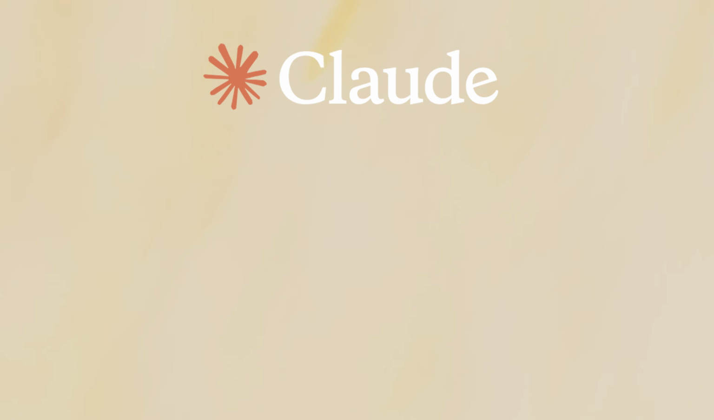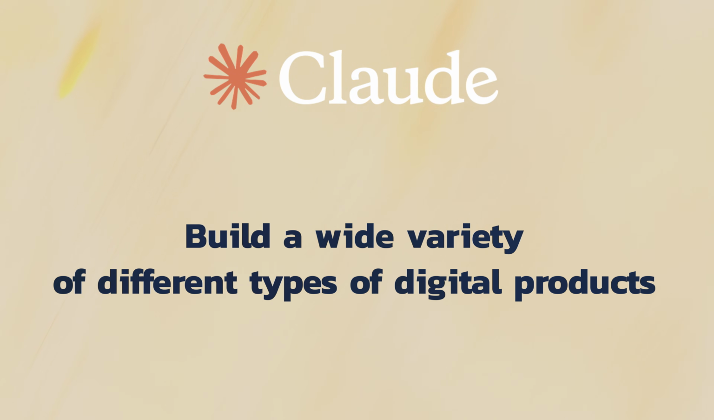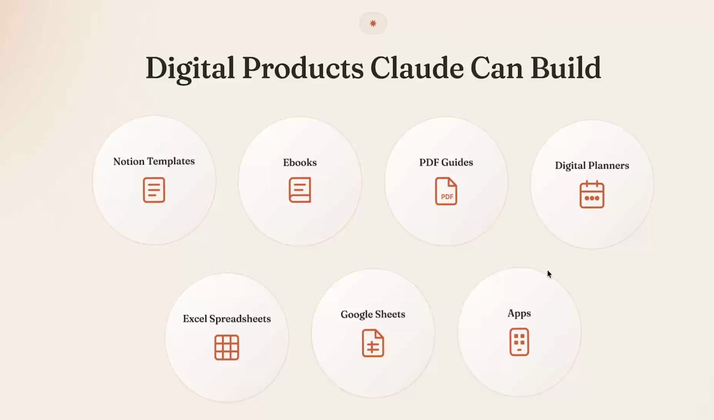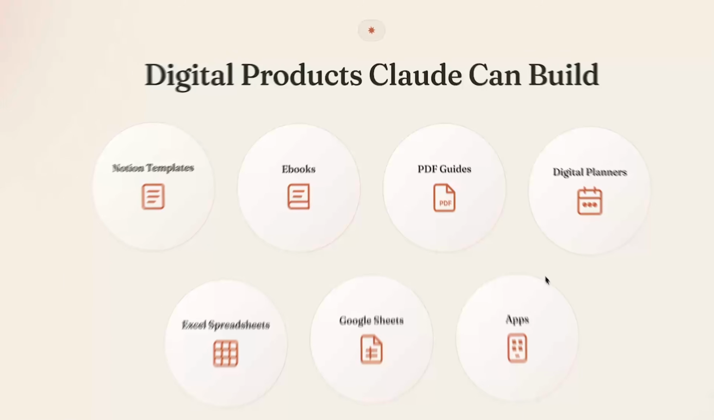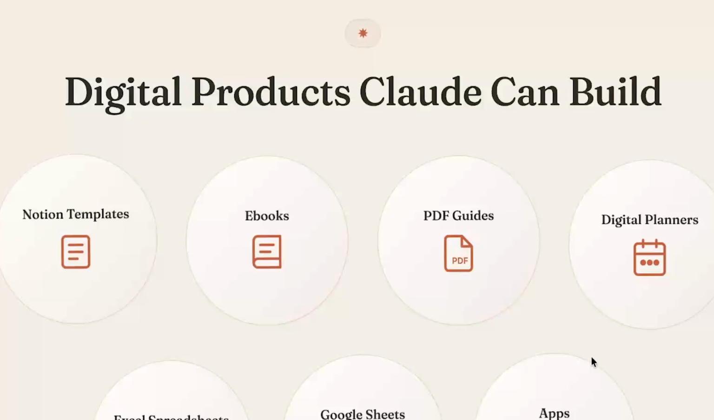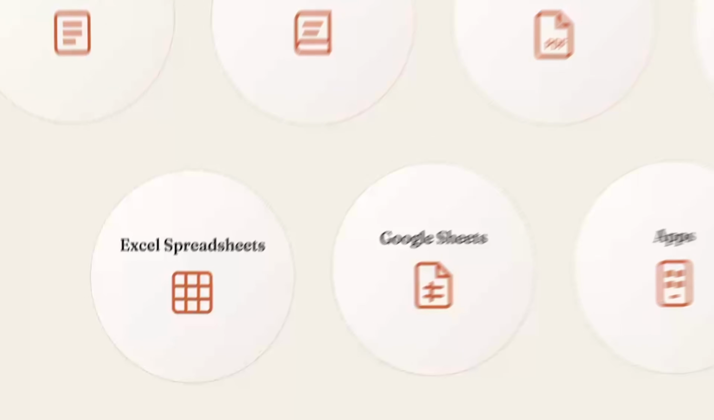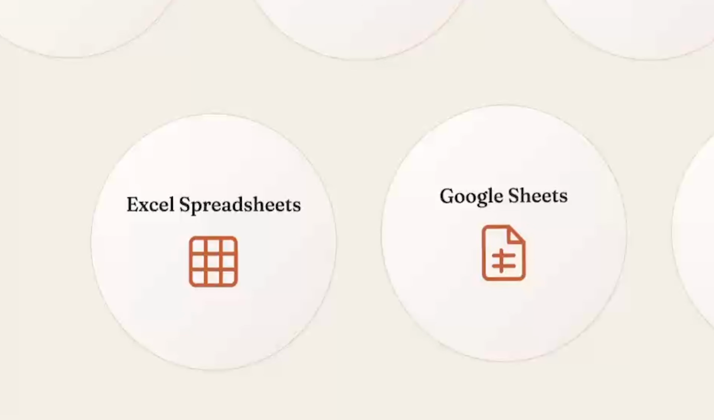Which actually brings me on to one of the first things that you're capable of doing with Claude, if you didn't know already, which is the fact that Claude can build a wide variety of different types of digital products. There's around 7, maybe 10 different digital products that Claude is able to build. Things like Notion templates, ebooks, PDF guides, digital planners, and the list goes on and on. But another type is going to be things like Google and Excel spreadsheets.